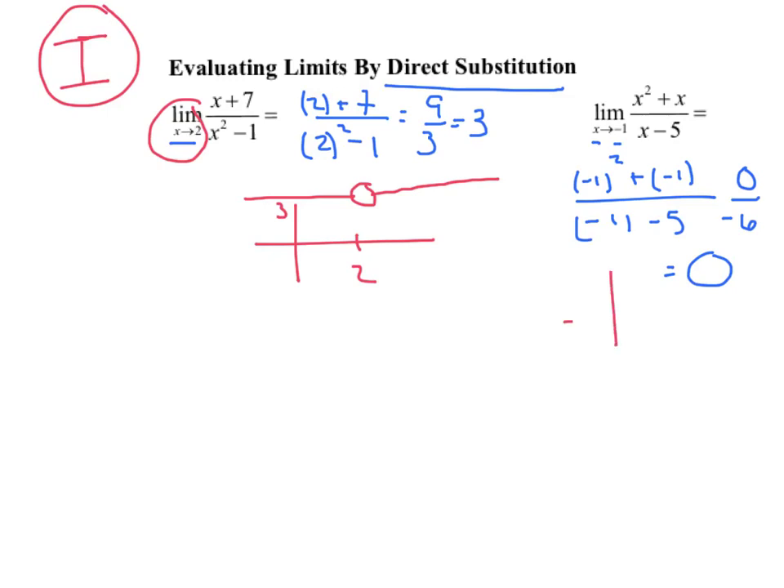In this case, as I approach negative 1 from both the left and the right, I am reaching an intended height of 0. Okay, it could look like a million different things, but the left side and the right side are both reaching a height of 0.